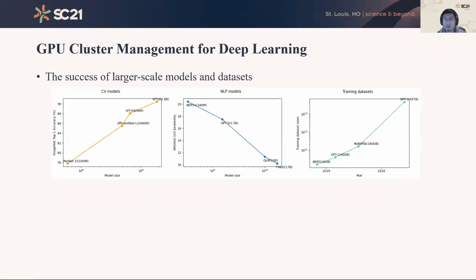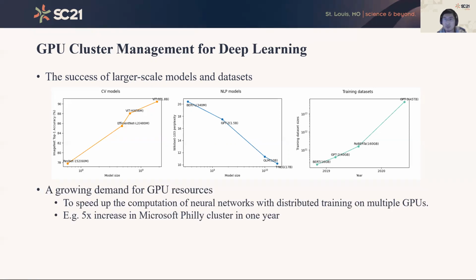Recent breakthroughs in deep learning show the success of larger scale models and datasets. For example, the latest vision transformer pushes the state-of-the-art record of ImageNet top-one accuracy to 90%, while its model size is 30 times larger than ResNet, which was proposed in 2016. Similarly, the size of NLP models grows from 340 million parameters to billions of parameters in very few years. At the same time, there is also a significant increase in the size of datasets used to train these models.